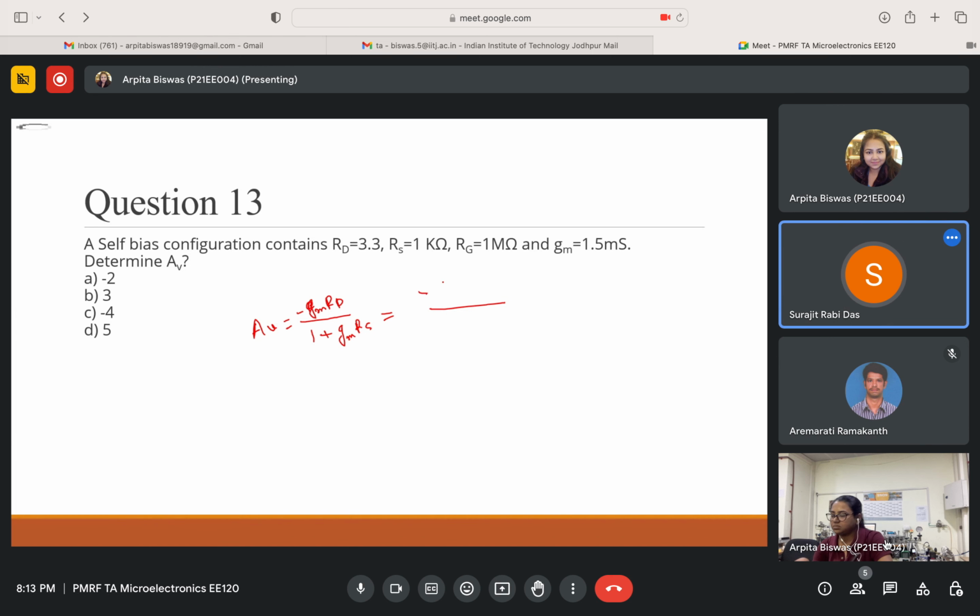2.5. GM value is 1.5 into RD value 3.3 1 minus 2 plus GM and minus 1.98. 1.5 into RS value 1. What is the value of it? Minus 1.98. Okay, so it is almost minus 2. So the right answer is option A.